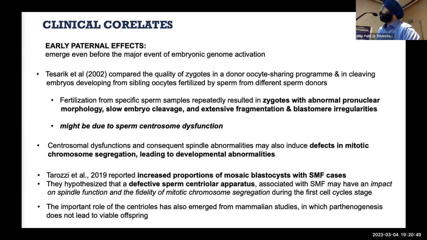Also, centrosome dysfunction and the consequent mitotic spindle anomalies can induce defects in mitotic chromosomal segregation, leading to developmental anomalies. And there is a study by Tarozzi et al. in 2019, who reported an increased proportion of mosaic embryos in severe male factor cases. They again said that a defective sperm centriolar apparatus is responsible for this, because it is very necessary for the fidelity of mitotic chromosome segregation during the first cell division.